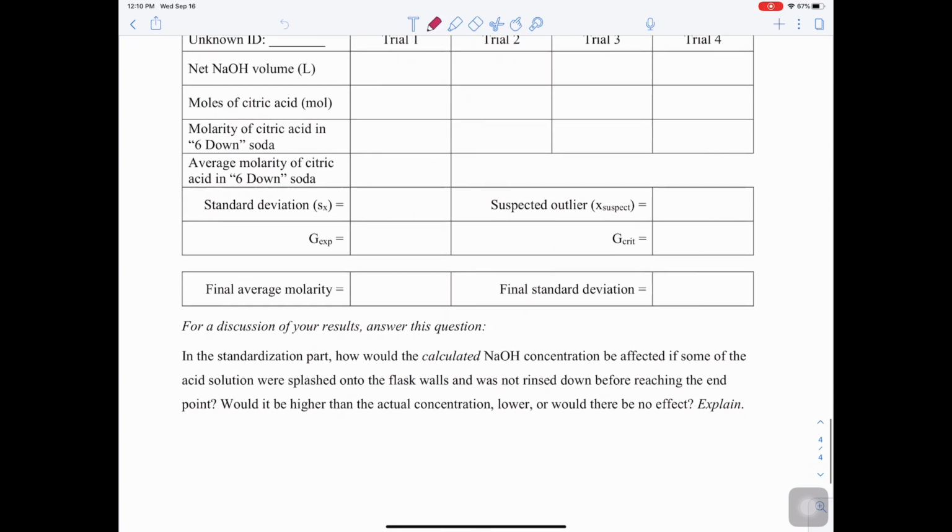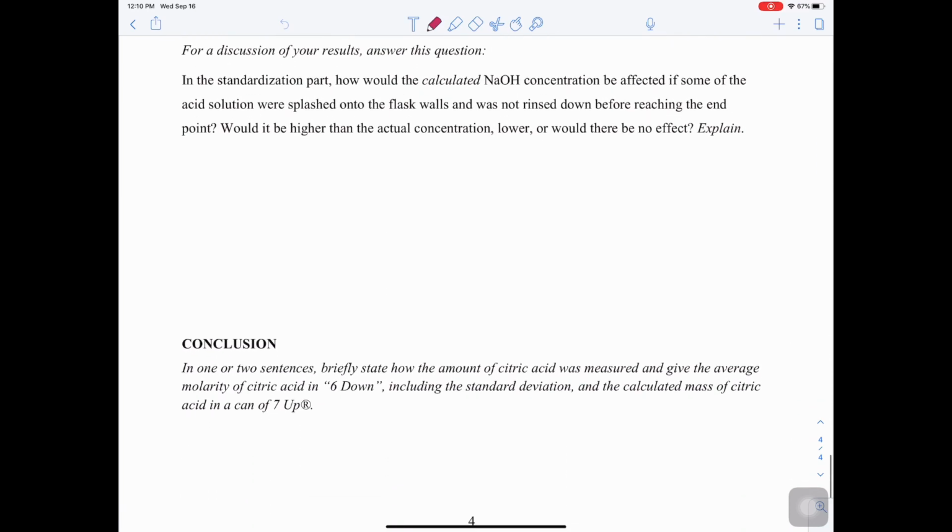So in the results and discussion part, after you've filled all of that in, for the discussion, what I'm asking you to do is answer this question. So in that standardization part, the first part of the experiment, how would the calculated sodium hydroxide concentration be affected if some of the acid solution got splashed onto the flask walls and it was not rinsed down before getting to the end point? And what I mean by that is, would the concentration be higher than the actual concentration, the calculated concentration? Would it be lower than the actual concentration? Or would this not have any effect?